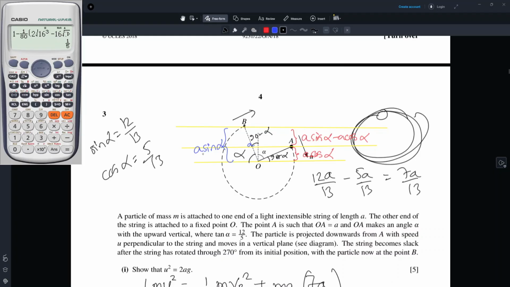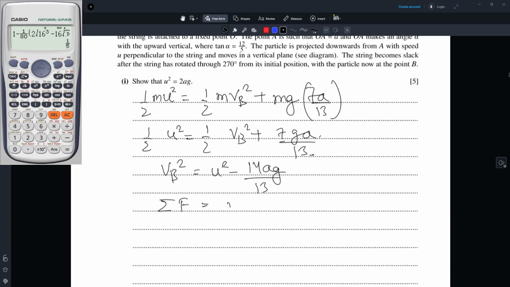If this is my angle, and this is mg, then this is supposed to be mg sine alpha. Let me show you. If this is alpha, this is mg, then this is supposed to be mg sine alpha. And because it's here alpha, we write here mg sine alpha equals 12 mg by 13.